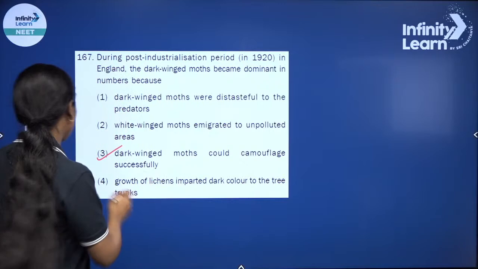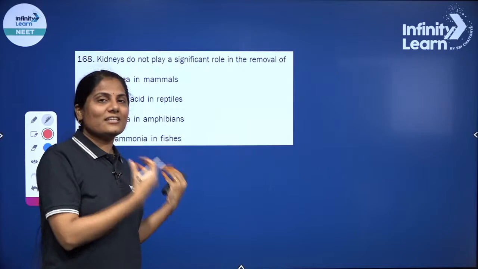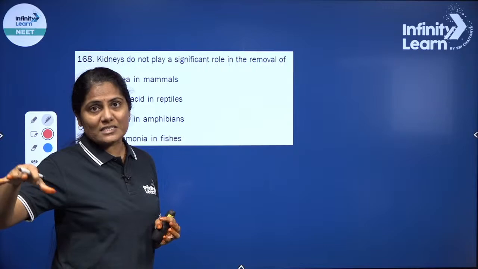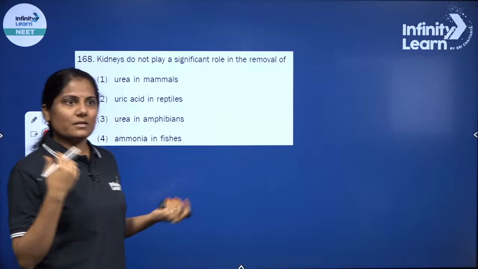Kidneys do not play a significant role in the removal of... excellent question. It is based on your straight NCERT, but given in this manner. The excretion of which nitrogenous waste doesn't require kidneys to play a significant role? That will be your ammonia, right? Ammonia is the one.